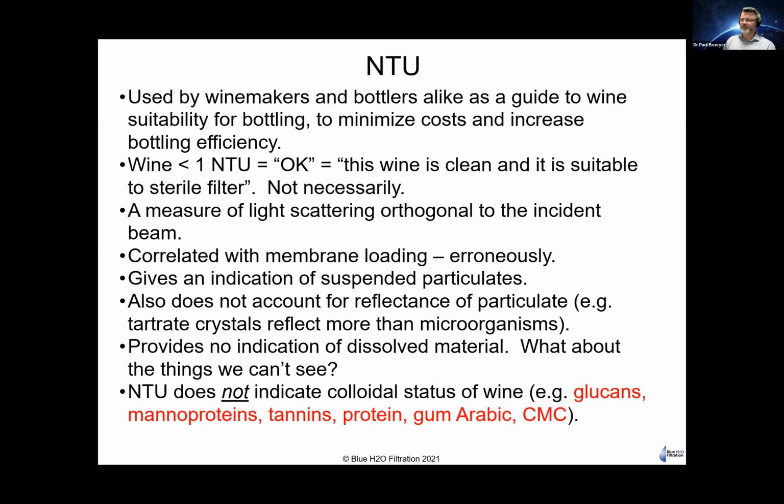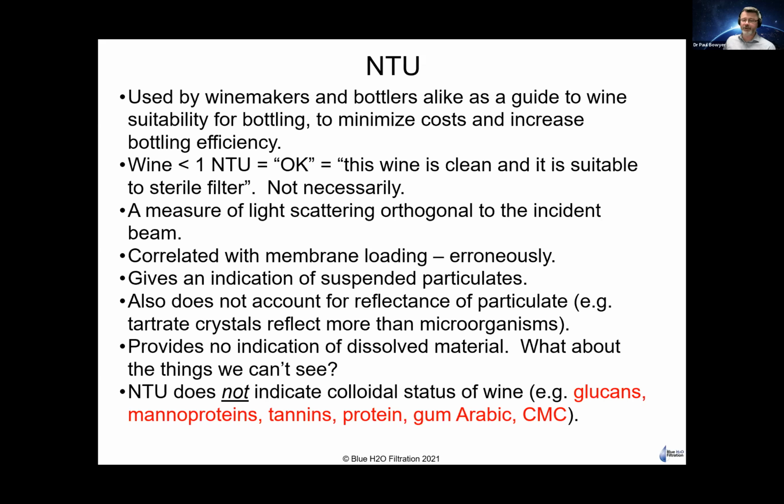That can take the form of something like a glucan, like we saw a lot of in 2011, for example, mannoproteins, tannins, gum arabic, and other additives like CMC as well. All of these colloidal materials can cause significant problems to a wine's filterability, but you can't see it through an NTU measurement.